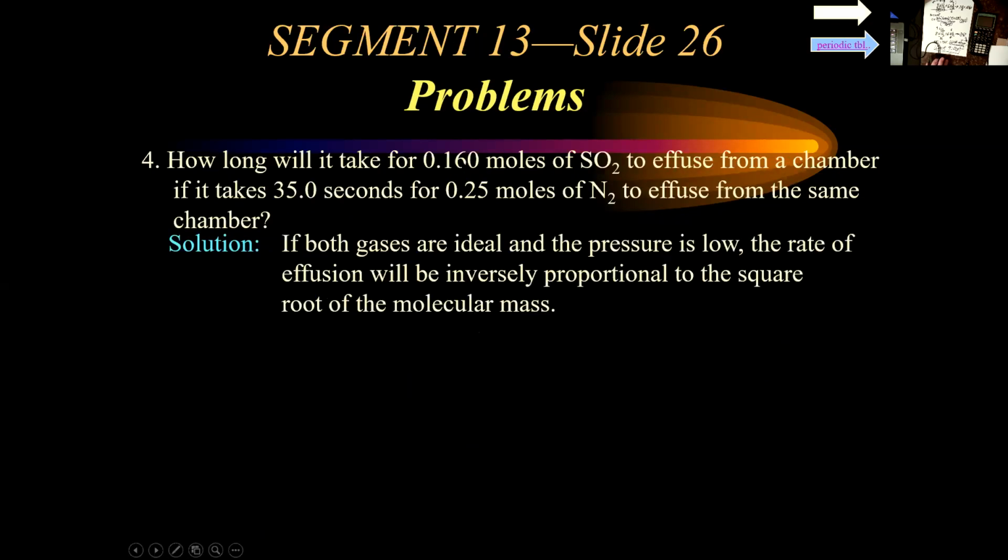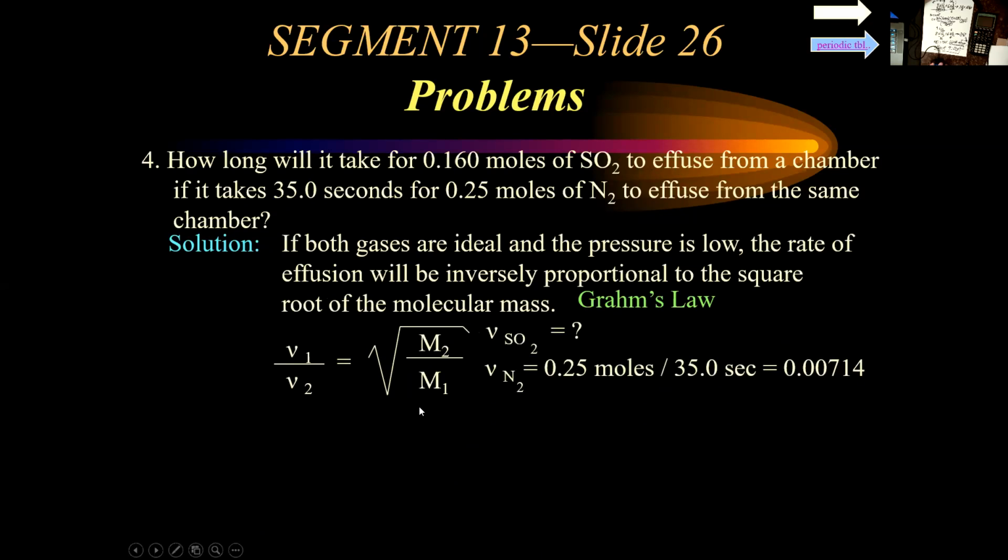How long will it take for 0.16 moles of SO2 to effuse from a chamber, if it takes 35 seconds for 0.25 moles of nitrogen to effuse through the same chamber? Okay, again, Graham's law. Again, we're going to write the relationship. V of SO2, we don't know. Velocity of nitrogen, we do know. 0.25 moles effused in 35 seconds. So it's 0.00714 moles per second. So I've got that number. I can solve for this one.